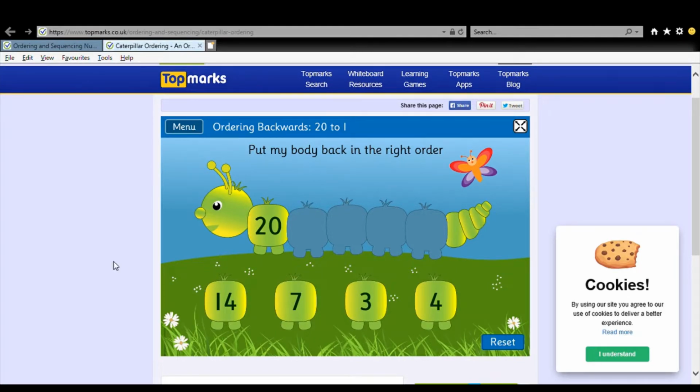Okay, we've got one last ordering game here. It's the counting caterpillar game that you can find on Topmarks, the website. With this game, we start with the biggest number and we have to put all the other parts of the caterpillar on wherever they go, but they have to be in the right order. They start from biggest and go all the way down to smallest, and it might not necessarily go down in ones. In fact, this one I know it doesn't, because one less than 20 would be 19, wouldn't it? And we don't have a 19 down here.